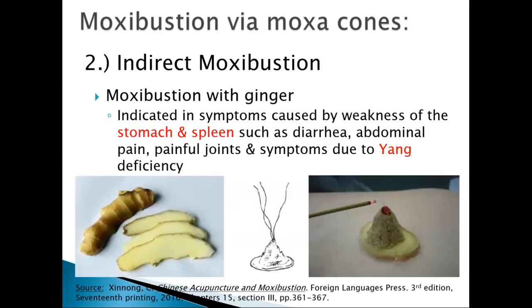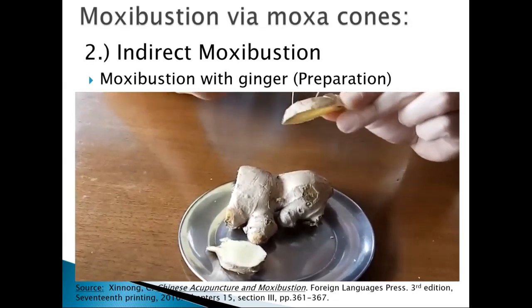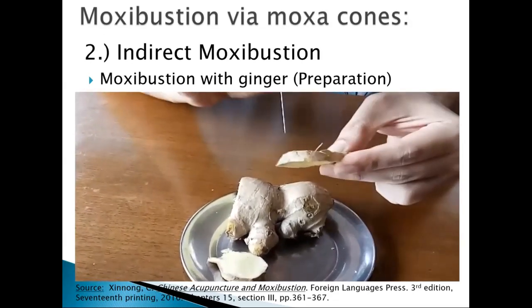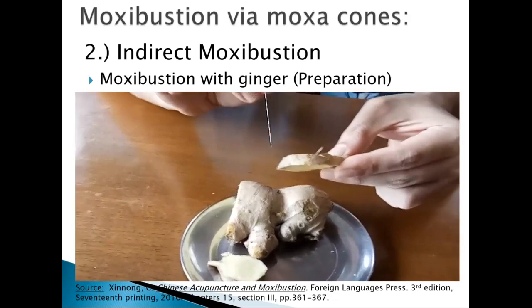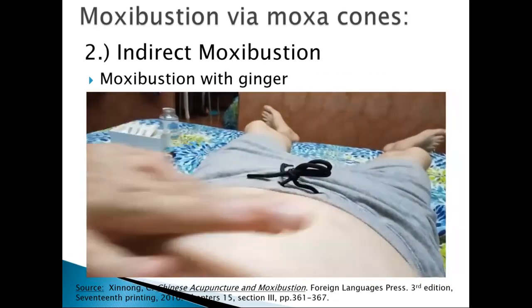This one is indicated for symptoms caused by weakness of the stomach and spleen, specifically if they have been invaded by cold, or when you have spleen deficiency, which is very common nowadays. They tend to have symptoms such as diarrhea, abdominal pain, painful joints, and symptoms due to yang deficiency. Before you do your moxibustion, make sure to puncture the ginger with an acupuncture needle so the heat penetration of the moxibustion is more effective.